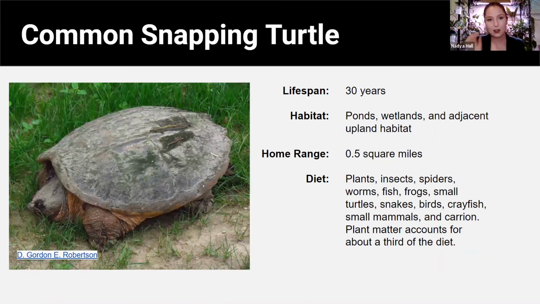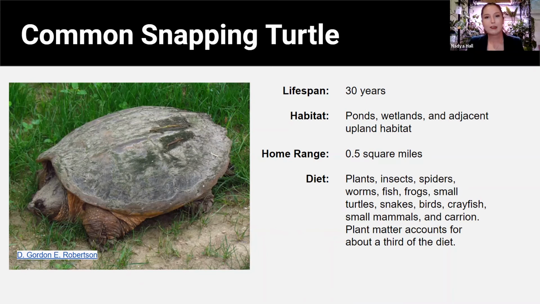All right, the last one that we're going to talk about today is our common snapping turtle. He is also a predator, so he's going to eat another animal. These guys live for a much longer time, 30 years. There's not much eating them once they get past their sort of really small baby stage. They're going to be living in ponds, wetlands, and adjacent upland habitat. Any wet adjacent area with a soft, sandy, or muddy bottom is going to be their habitat.